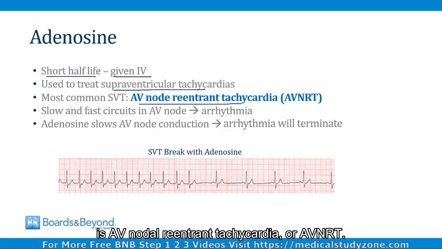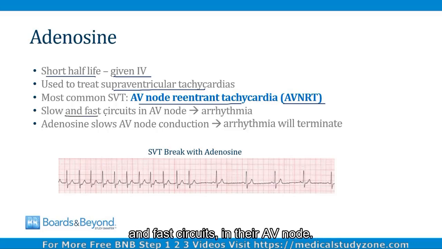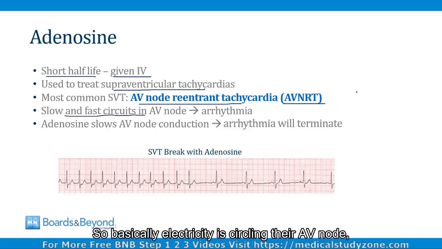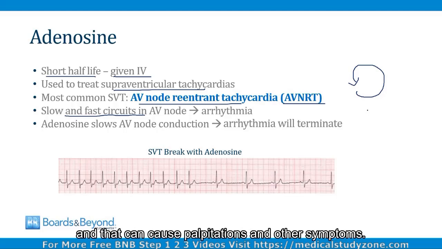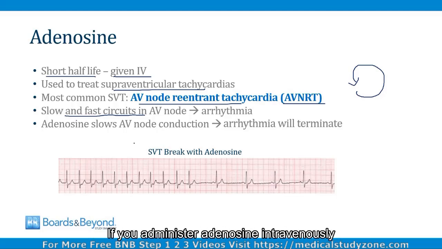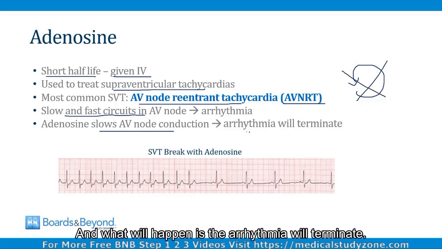In the video on ACLS and tachycardias, I talk about how the most common supraventricular tachycardia is AV nodal reentrant tachycardia, or AV-NRT. And people who develop this arrhythmia have slow and fast circuits in their AV node, so basically electricity is circling their AV node, and this is causing the heart to beat rapidly, and that can cause palpitations and other symptoms. If you administer adenosine intravenously to a patient with AV-NRT, it will slow AV nodal conduction and break this circuit. And what will happen is the arrhythmia will terminate.